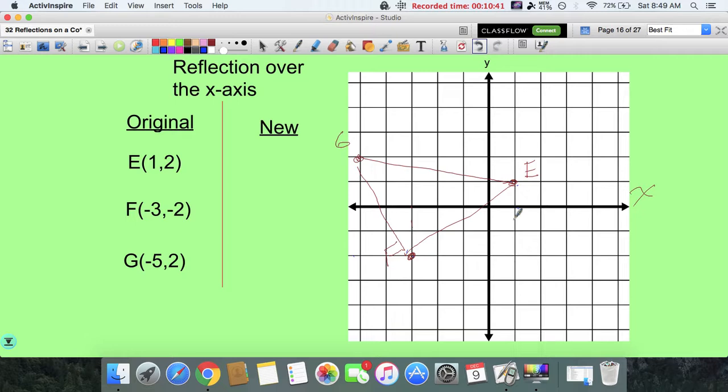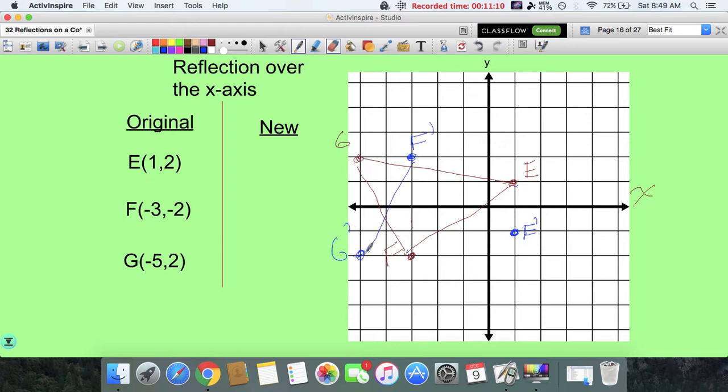So point A reflected over the x-axis. It's up here, right? Over the x-axis is 1 unit away. So it's going to be 1 unit away on the other side. Just erase this. All right, that's point E. Point F is down here, so it's going to end up on the upside here. F prime. And G prime is going to go from up there to down here.